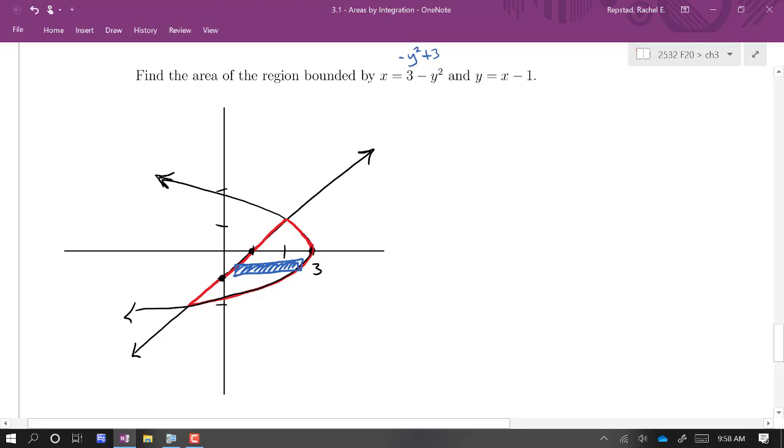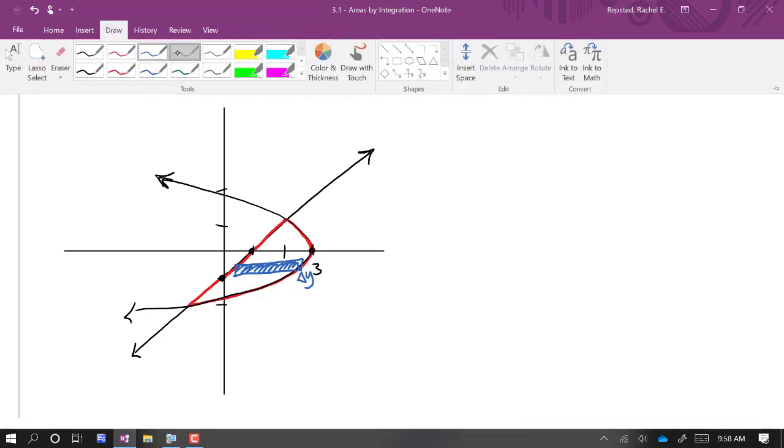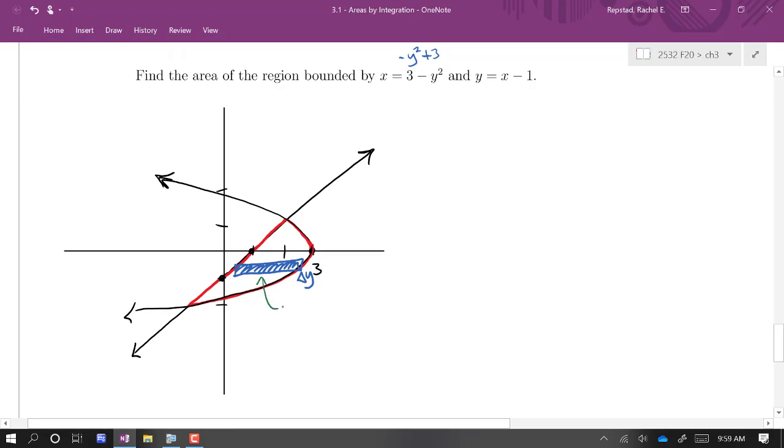Horizontal rectangles have a vertical width, that's a delta y, and the length is right minus left. It's the right x minus left x, where each of these, the right x and the left x, are expressions with y. So the right x, well, they gave us what x is in terms of y. The right x is 3 minus y squared.